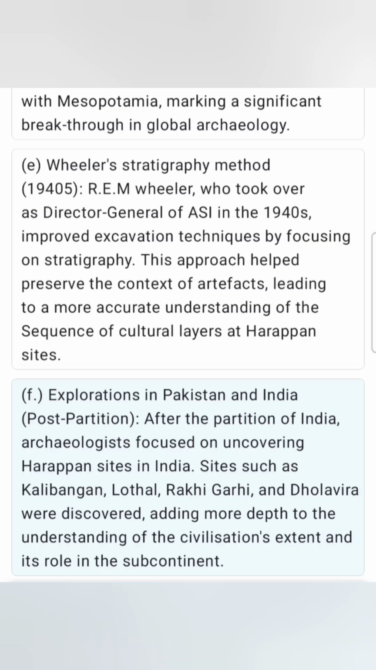F. Explorations in Pakistan and India. Post-partition. After the partition of India, archaeologists focused on uncovering Harappan sites in India. Sites such as Kalibangan, Lothal, Rakhigarhi, and Dholavira were discovered, adding more depth to the understanding of the civilization's extent and its role in the subcontinent.